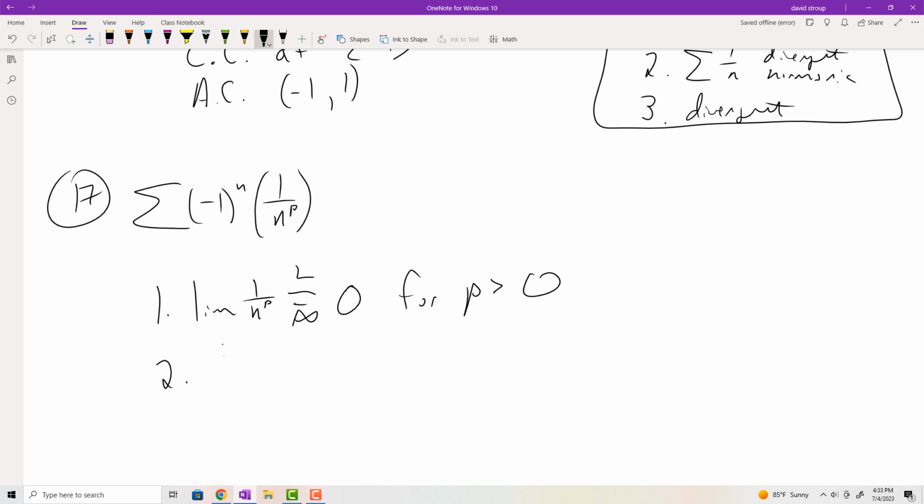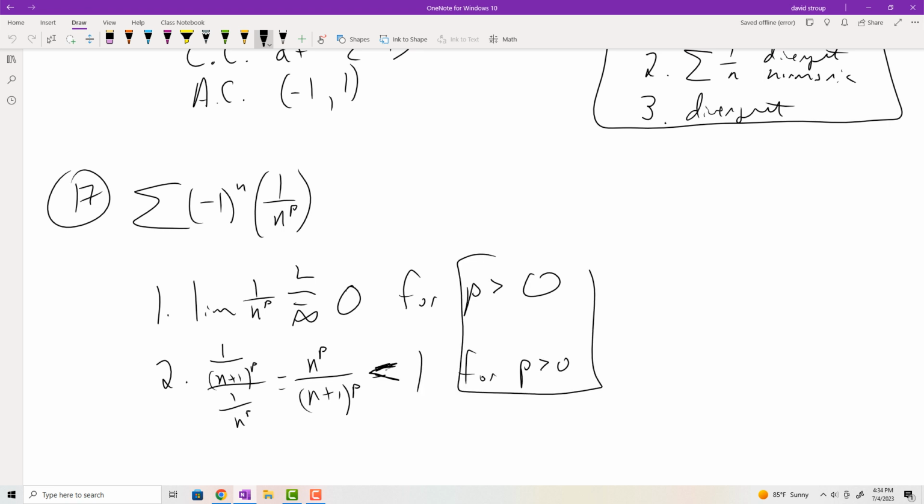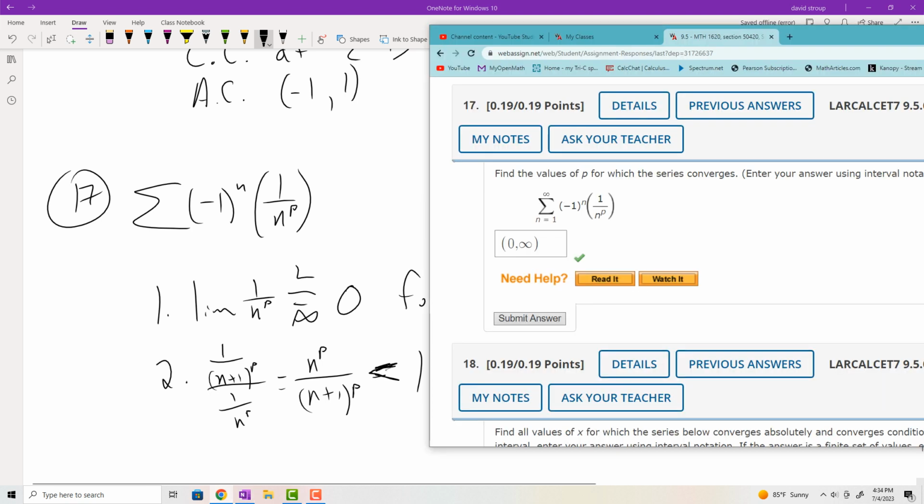And then you have the ratio test, 1 over (n plus 1)^p all over 1 over n^p, which will be n^p over (n plus 1)^p, which is something less than 1 when p is greater than 0. So it looks like that, and of course that would be less than 1 for p greater than 0. So the interval where this thing will converge will be 0 to infinity, which is kind of what I wrote there.